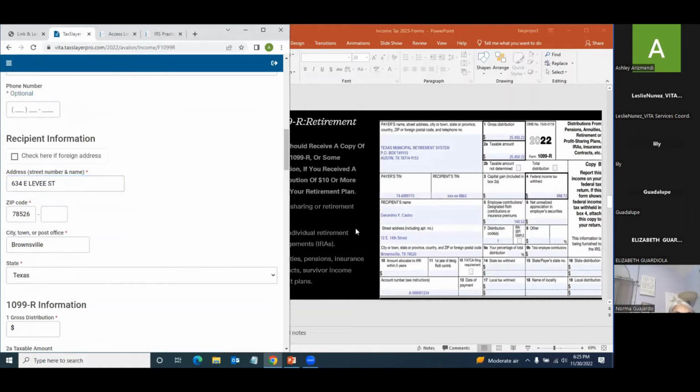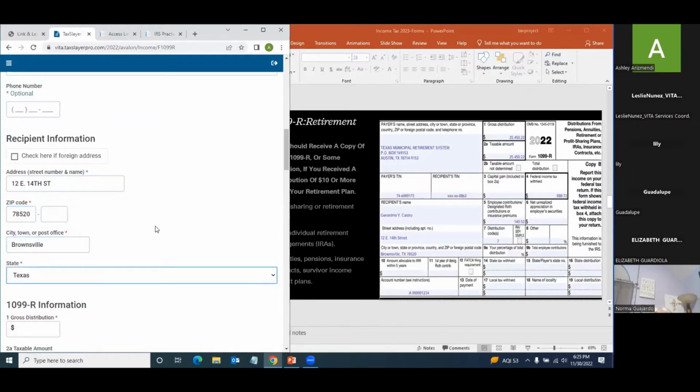So if he had, like, let's use this address, instead of 634, he has 12 East Levy Street. Or, sorry, East 14th Street. That is the address that we are gonna use. And the zip code is 78520 instead of 26.